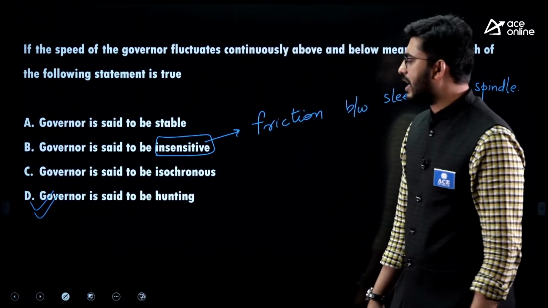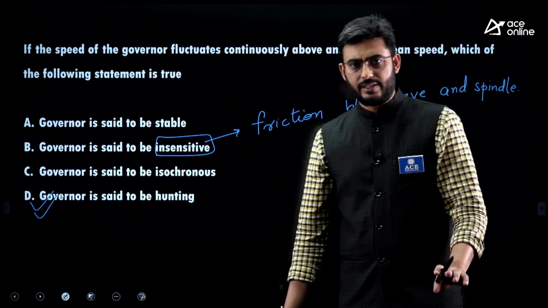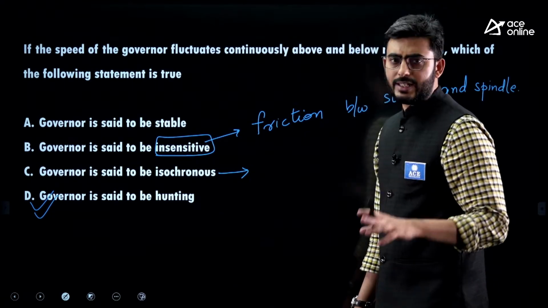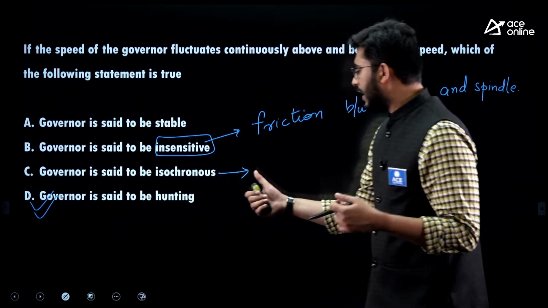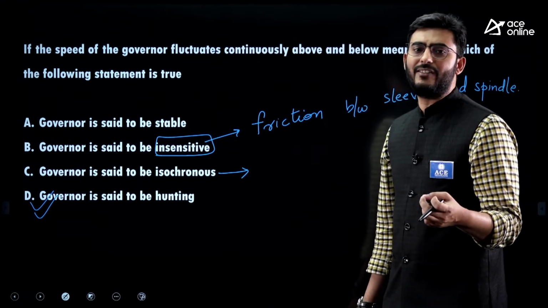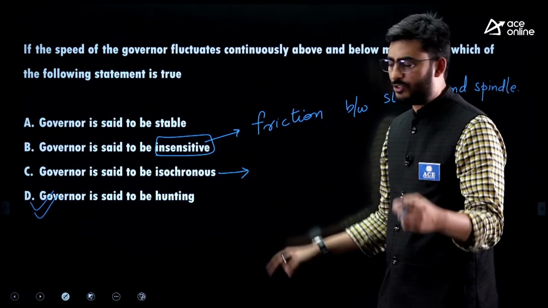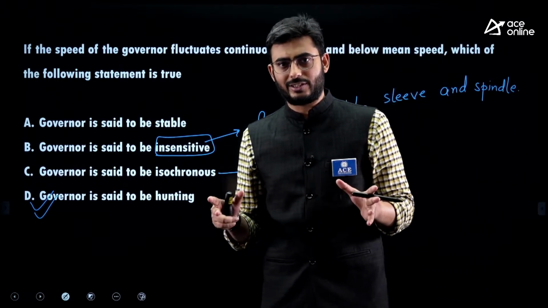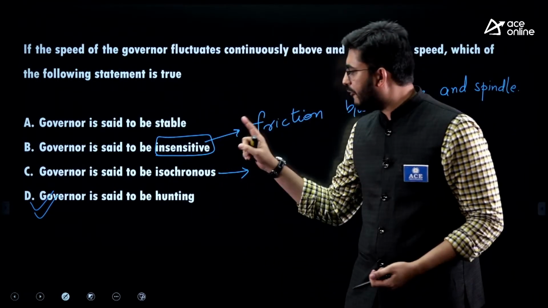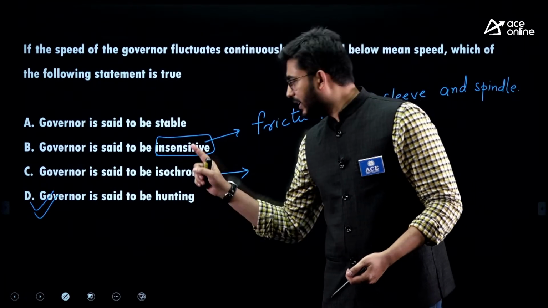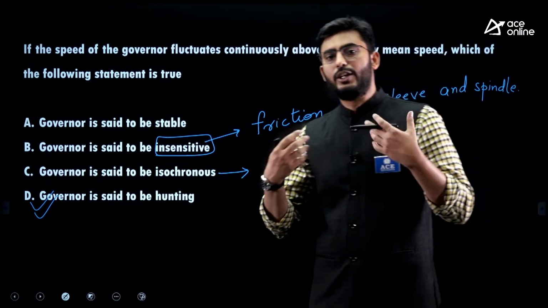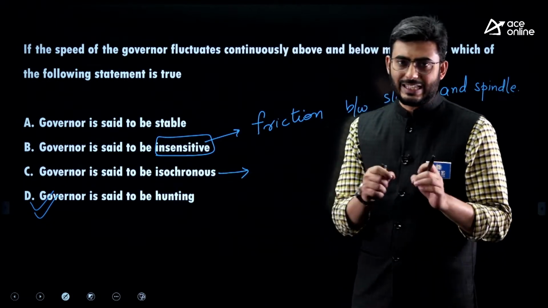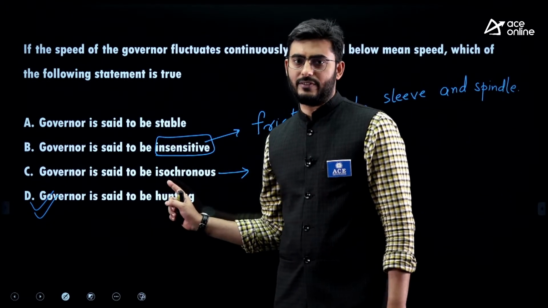Next is governor is said to be isochronous. Isochronous is actually a theoretical condition for the governor, guys. For isochronous governor, at any equilibrium radius, the speed of the governor remains the same. That is not possible. For every unique radius of rotation of fly balls, there has to be a new value of speed. But in case of isochronous governor, for every new radius of fly balls, the value of speed does not change. That governor we call as isochronous governor.